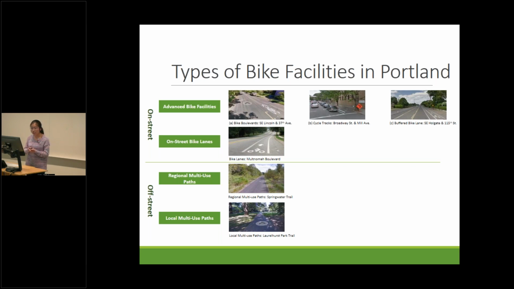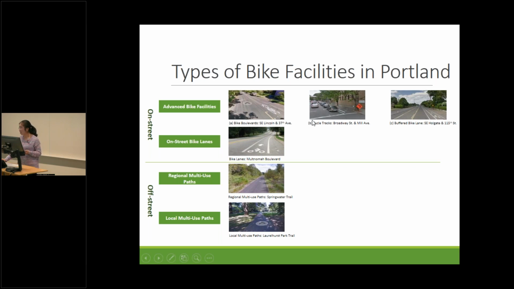So for the on-street facility, we categorize them into 2 types. One is the advanced bike facility, which includes the bike boulevard, which is mostly in the east side on very quiet streets, and the streets might have some traffic speed limit or some bump or roundabout treatment to help reduce the auto travel volume and make the bicyclists feel more comfortable to ride on it.